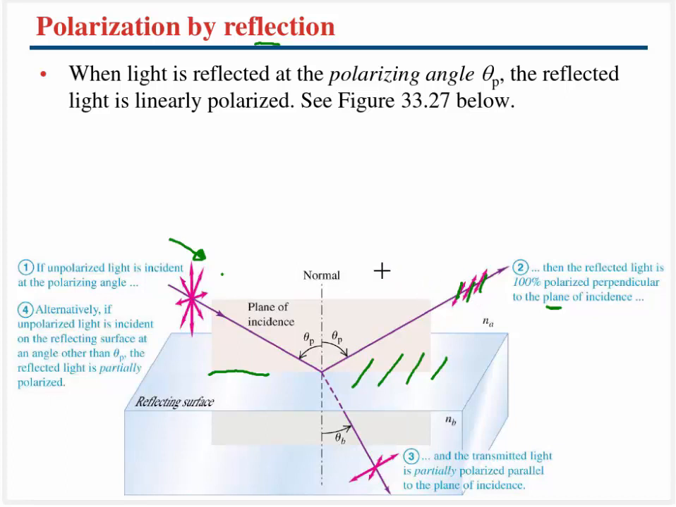This is a good example of why you want to buy polarized sunglasses if you're working around water. Water is going to polarize the light upon reflection, and if you were to put a set of polarizing sunglasses perpendicular to that, it's going to really cut down on the glare that you see coming off of water surfaces.